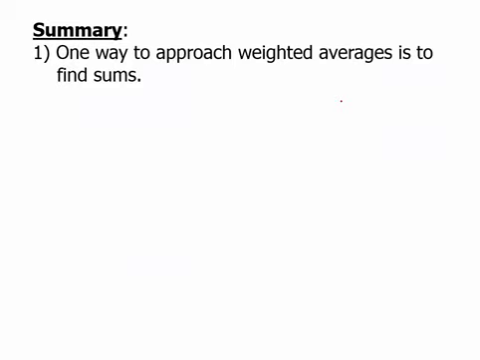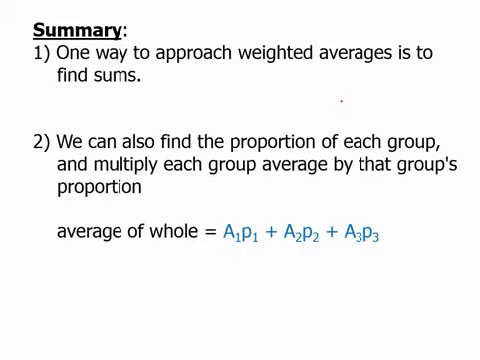So one way to find the weighted average is to find the sums. Find the sum of the first group, add the sum of the second group, add over all the groups if we have more than 2 groups, and then you'll get the total sum. You can just divide the total sum by the number of individuals. And if the problem gives it to you in proportions, all we have to do is multiply each average times the proportion. If it's a percent, we just have to remember to change that percent to a decimal. A1 times P1 plus A2 times P2 plus etc. Add all those up, and that will be the average of the whole.